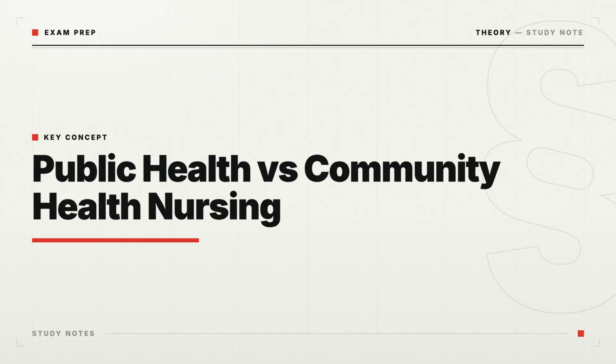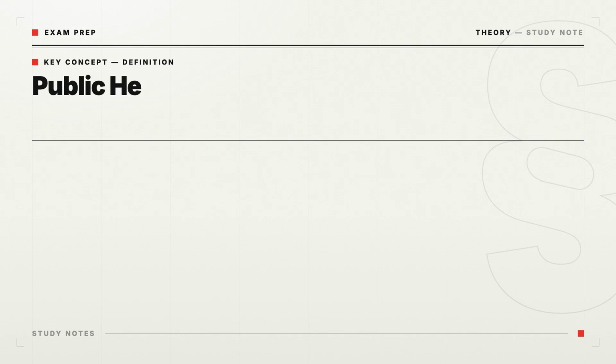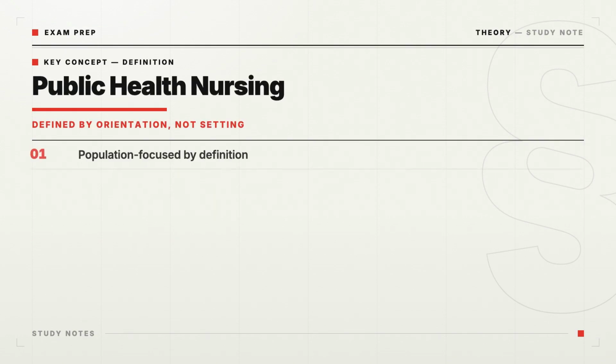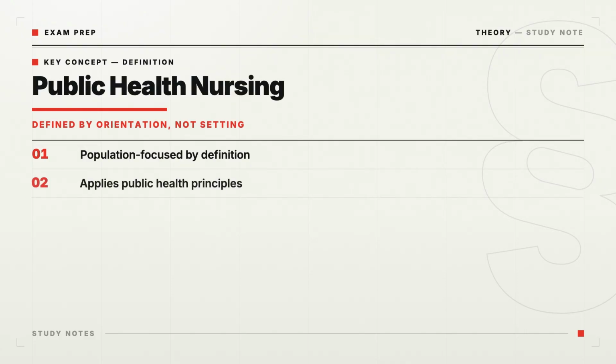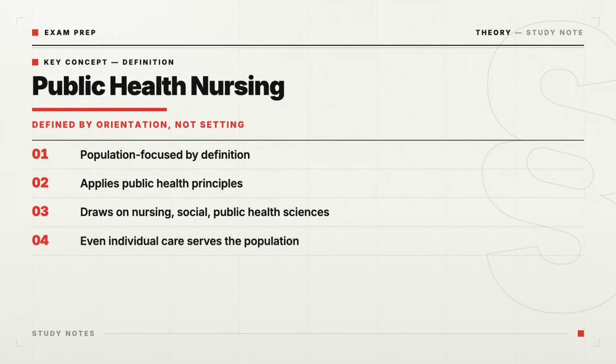Two terms sit on nearly every page of this field, and mixing them up costs points. Public health nursing is always population focused. Community health nursing is a broader umbrella that may or may not be. Public health nursing applies public health principles to protect populations, and the American Public Health Association calls it plainly population-focused nursing. That focus isn't just an emphasis, it's guaranteed by the label. A nurse giving vaccines one afternoon is still working towards the population's protection.